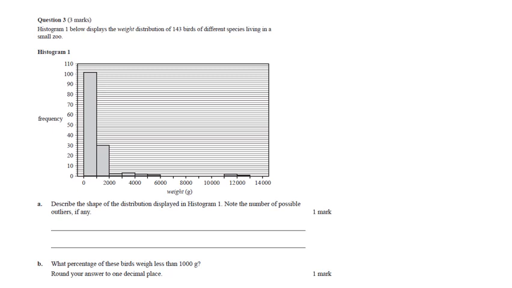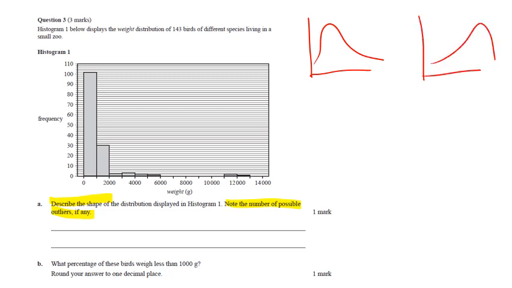Okay, we need to describe the shape of the distribution and note the number of possible outliers, if any. It's a little bit hard because this diagram is quite small, but first of all, the shape. You should have something in your notes which shows this shape versus this shape, and we can see that this one is what we call a positive skew, and this is a negative skew. So we can say this is positively skewed.